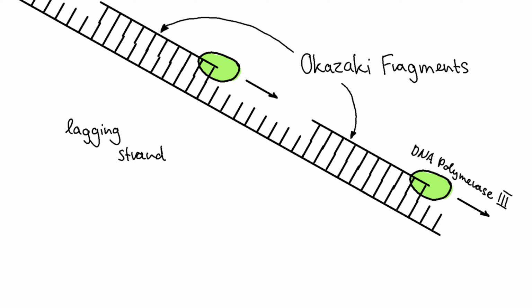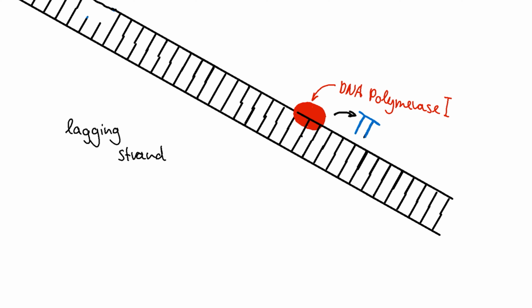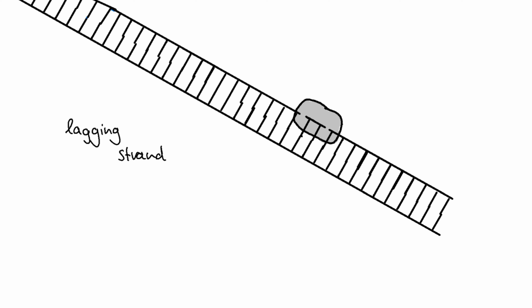Each Okazaki fragment has its own RNA primer, but we need a DNA strand as an end product. So DNA polymerase I replaces the primer's RNA nucleotides with DNA nucleotides. After that, another enzyme called ligase will reconnect the Okazaki fragments together.